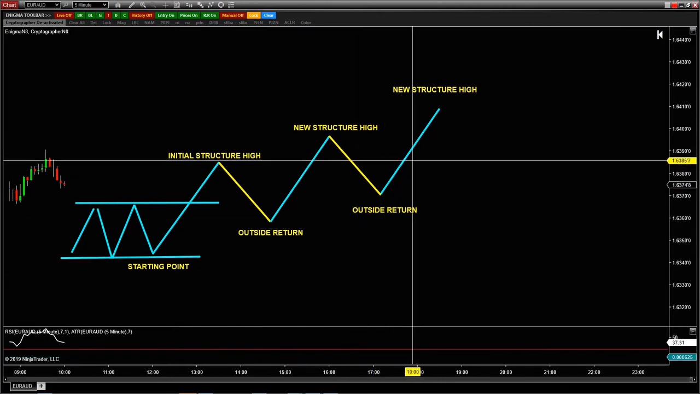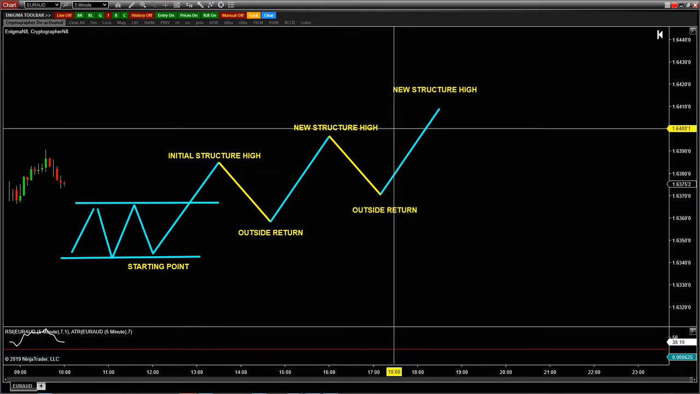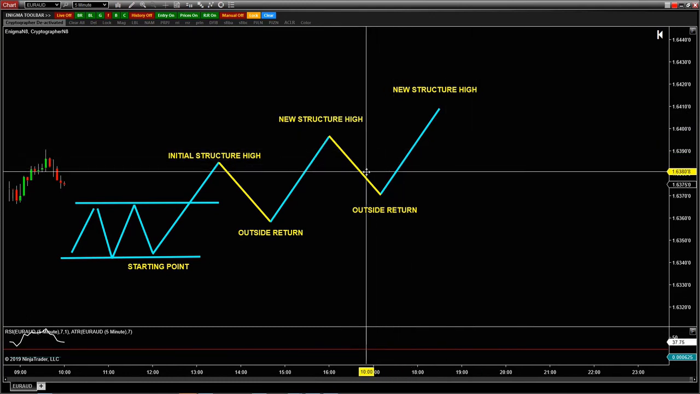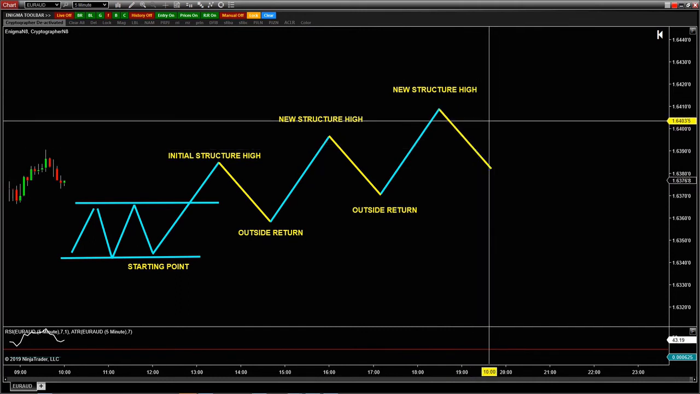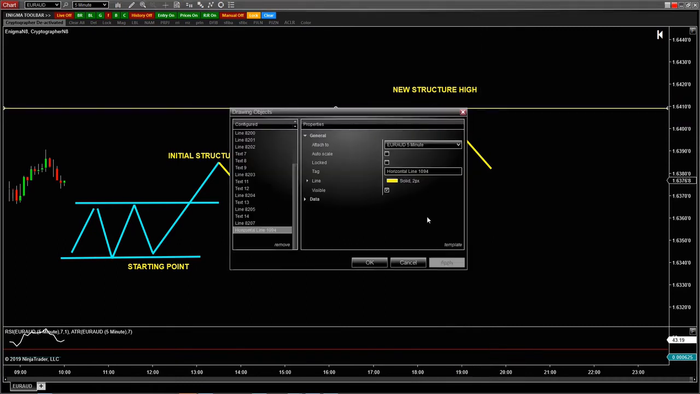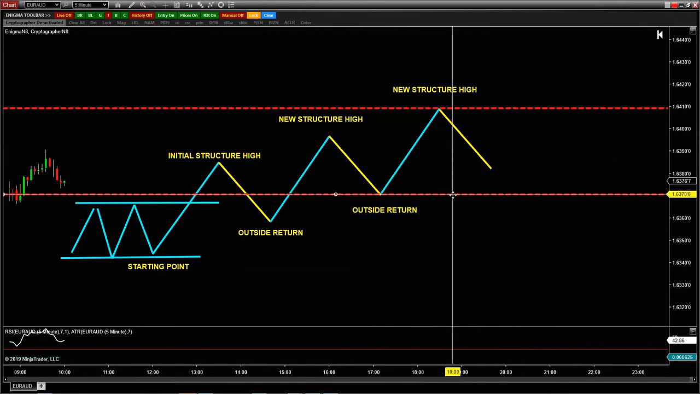So, pork bellies. There are two places that are going to be important in reading a trend. This is very important, so make sure you write it down. The two places that are going to be important are this: our new structure high, I'm going to make this red, our new structure high, and our outside return.